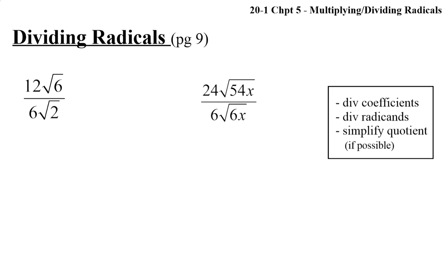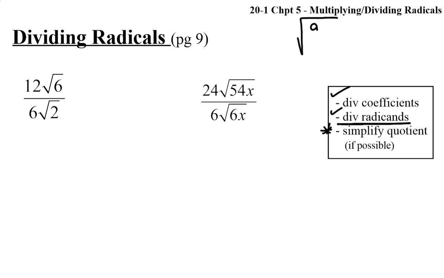Real quick with dividing radicals, because this is not a big stretch. What are we going to do? We're going to divide coefficients, and then we're going to divide radicands. And as always, we will simplify if possible. But again, dividing radicands, why does this work?